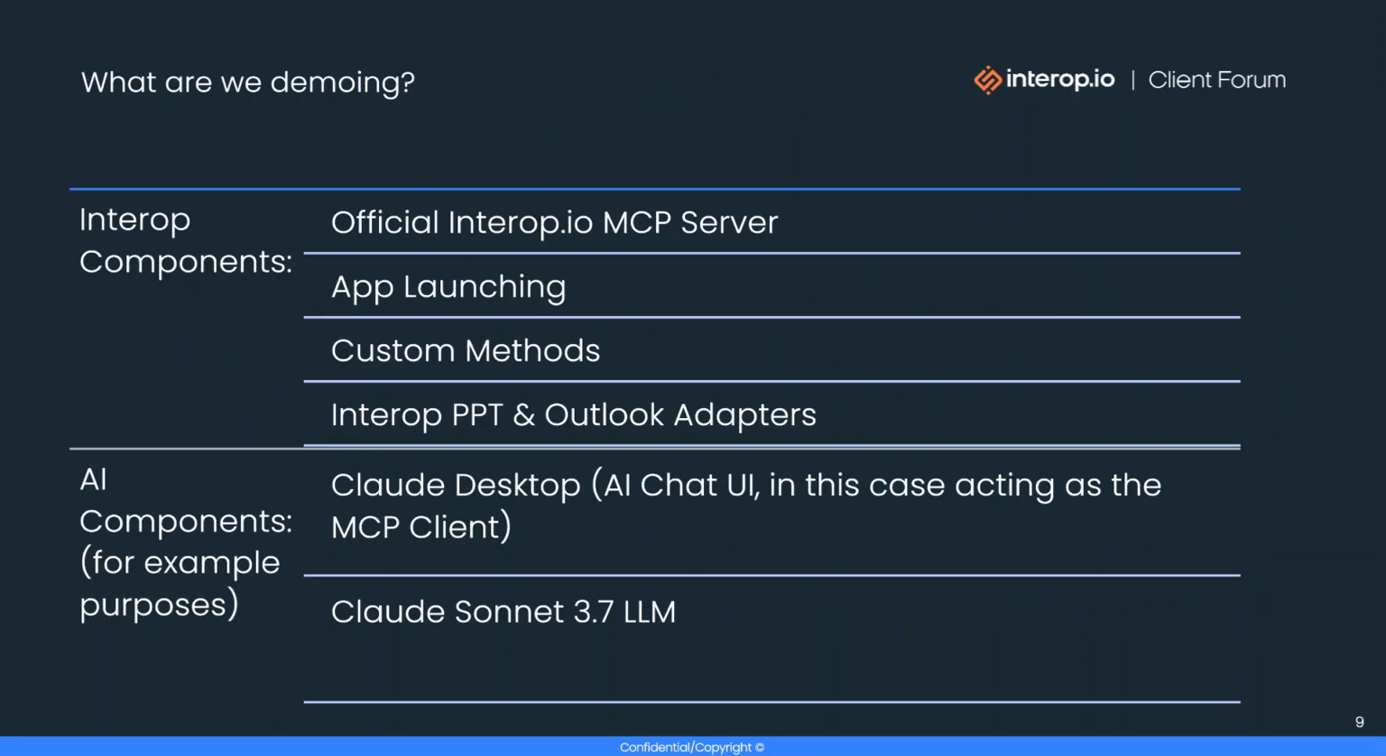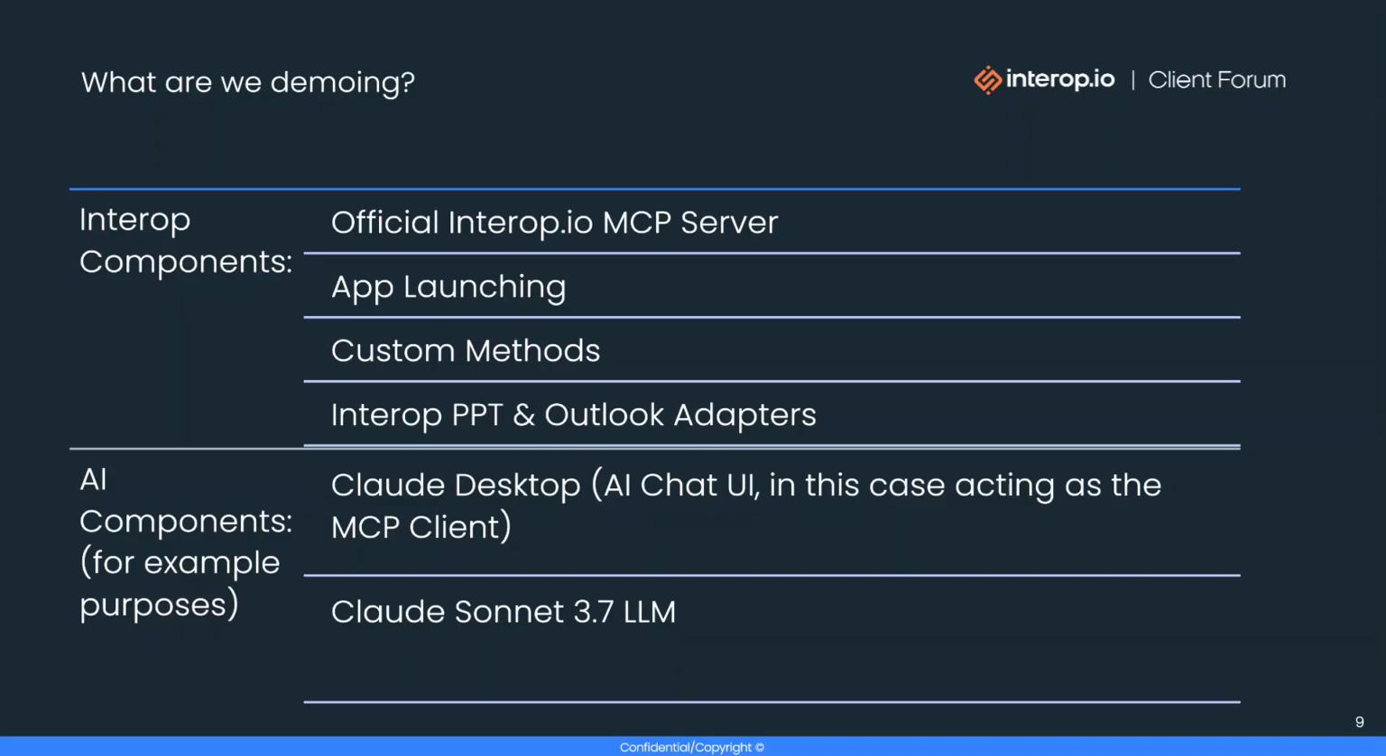So what are we going to be demoing today? On the Interop side, we're going to be looking at our official Interop.io MCP server. We'll be looking at some io.Connect capabilities like app launching and custom methods. We've also highlighted some of our IO adapters, specifically PowerPoint and Outlook adapters. And then we'll show you some apps, and today think of these as your apps, or these are a proxy for your apps in your ecosystem.